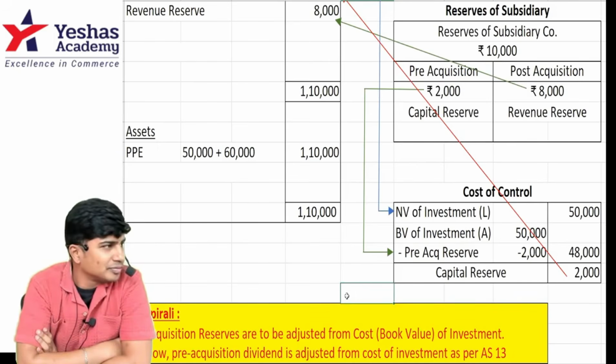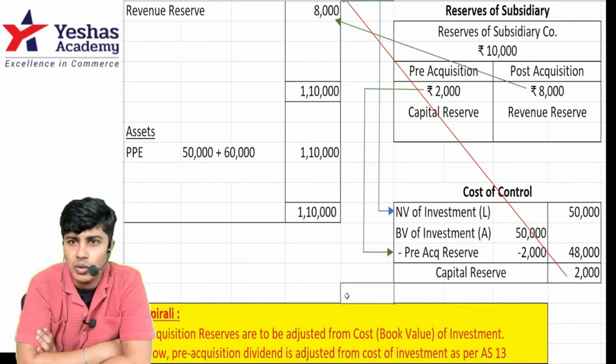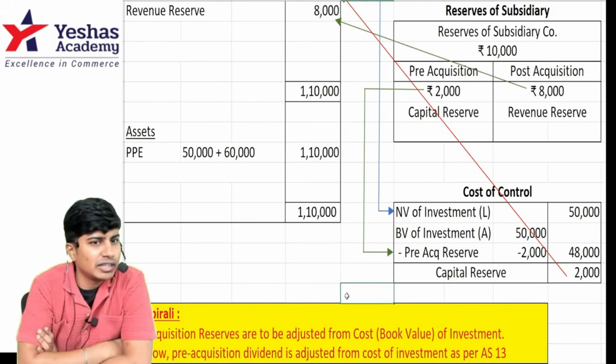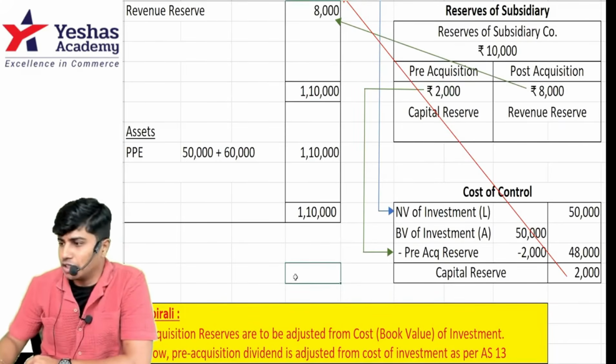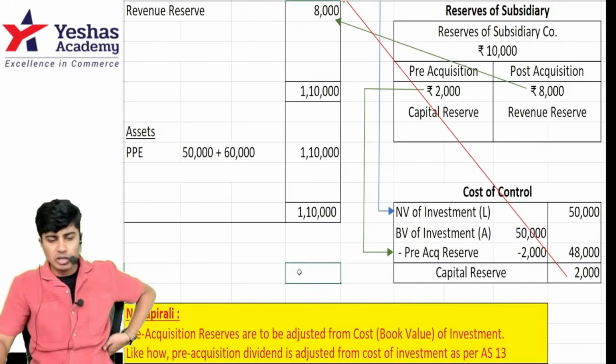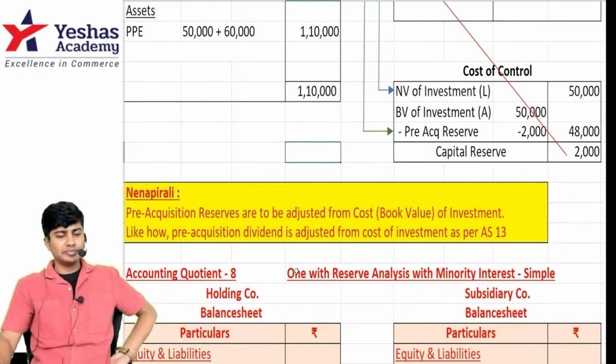Shall we go to next one? Do you have that yellow color box there saying pre-acquisition reserve to be adjusted from the cost book value? Remember AS13? They're not there. Good. Can I take you to next question? Cool. Come on. Let's go to AQ8.